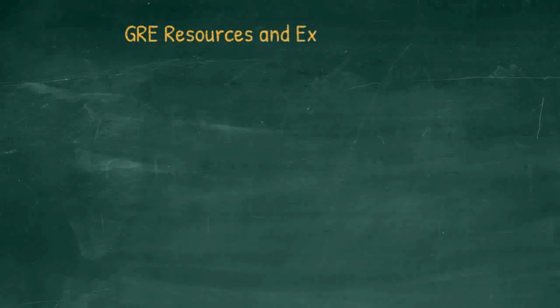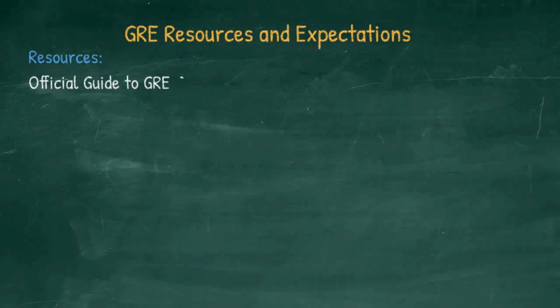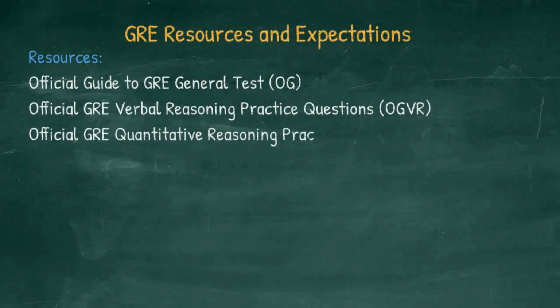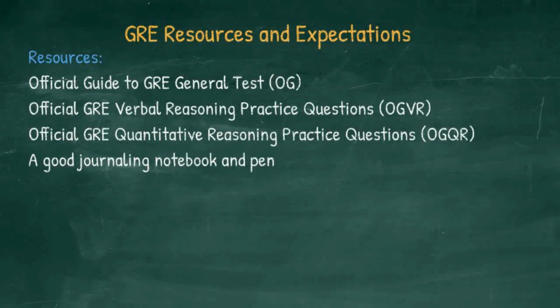So first up, we're going to talk about the resources and expectations for this course. You're going to need a few resources to successfully go through the course. The main ones are the official guides to the GRE. There's the main official guide to the general test, and then there's an official guide to the verbal reasoning and quantitative reasoning sections, which have a lot of practice problems in them. Those are important. Besides that, in this course, all you need is a good journaling notebook and a pen to write with.